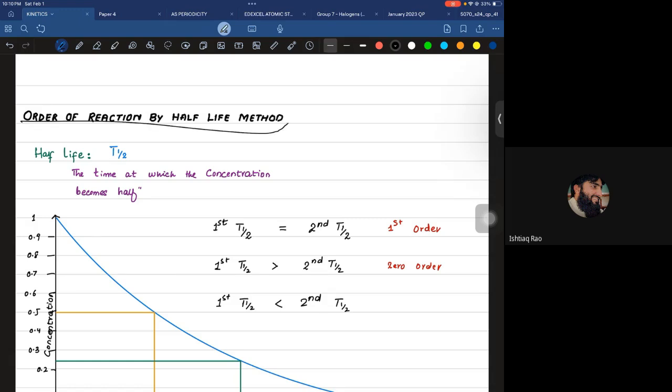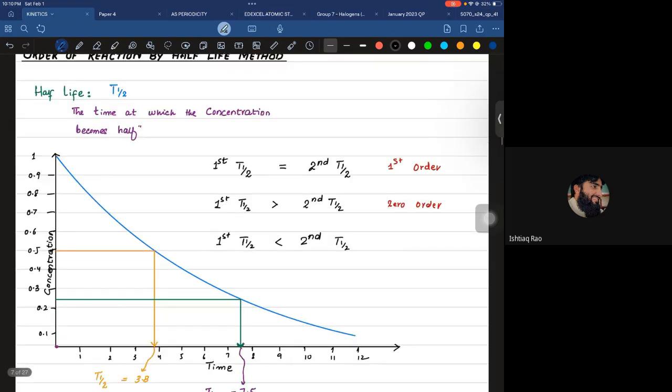So basically, what is half-life? Half-life means the time at which the concentration becomes half. Half-life means the time at which the concentration of a reactant becomes half. Okay.